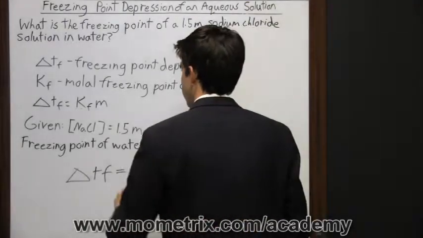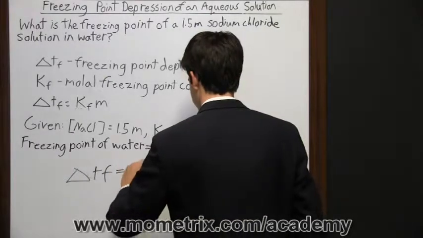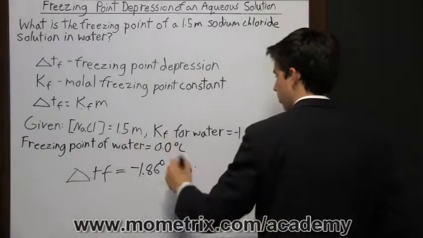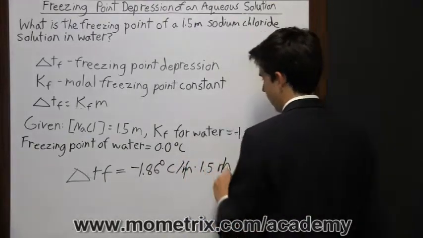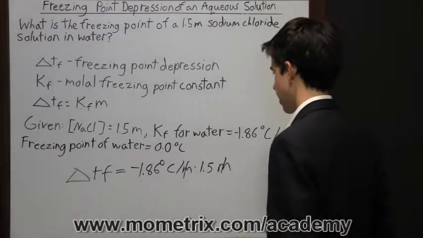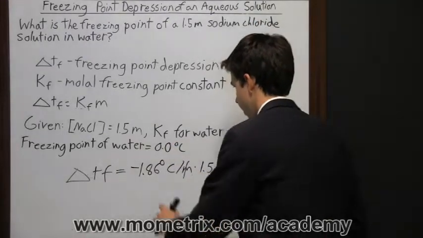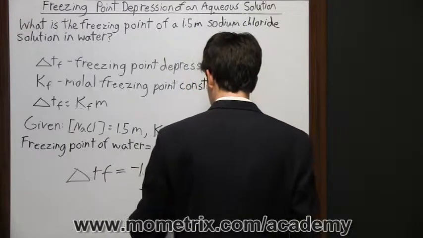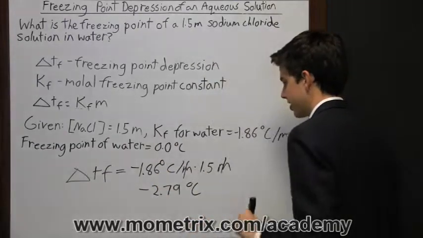So we can plug in Kf, which is negative 1.86 degrees Celsius over molal. Then we can multiply that by 1.5 molal. Before we calculate anything, we already know that molal and molal are going to cross out because one is in the denominator and the other in the numerator. And then we know what the freezing point of water is, but we're not going to use that yet. We're going to calculate this. I'll save you that step. So the answer is going to be negative 2.79 degrees Celsius because molal and molal are crossing out, so we're left with degrees Celsius.